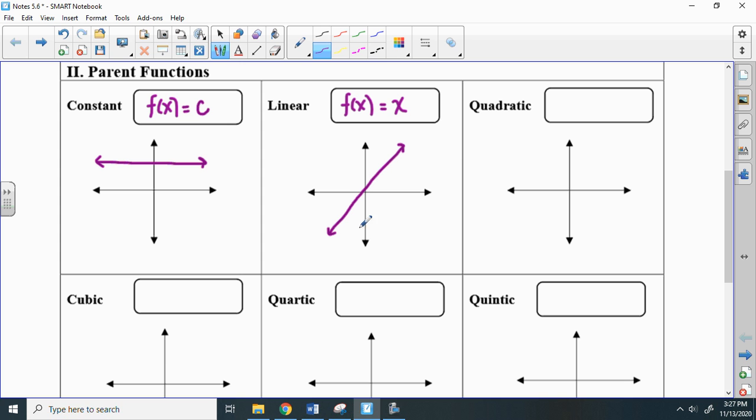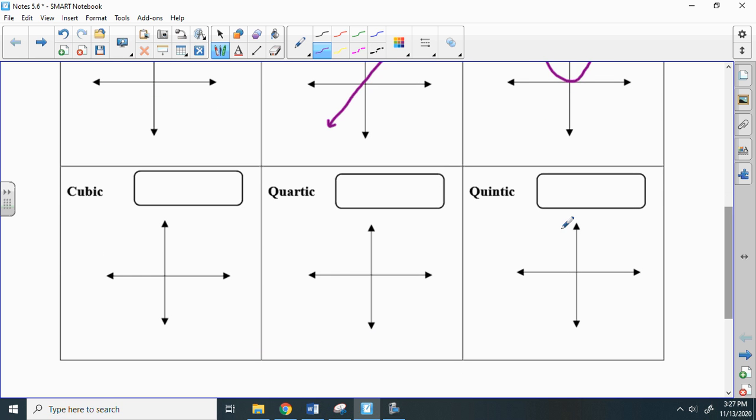That means it goes through the origin with a slope of 1. For quadratic, my parent function, that means there are no transformations. It still has its vertex at the origin, so it's going to be your parabola with the vertex at the origin. Your cubic is again just x cubed, where there are no transformations. And so it doesn't actually have any turning points.